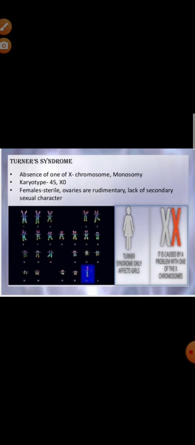So in chromosomal disorders, you have to know Down syndrome, Klinefelter syndrome, Turner syndrome. Okay, so you have to find out the difference between Turner syndrome and Klinefelter syndrome. 45 with XO in Turner syndrome, and in Klinefelter syndrome it is 46 plus 1, you can see one X extra given here. So this is Klinefelter syndrome, XXY.